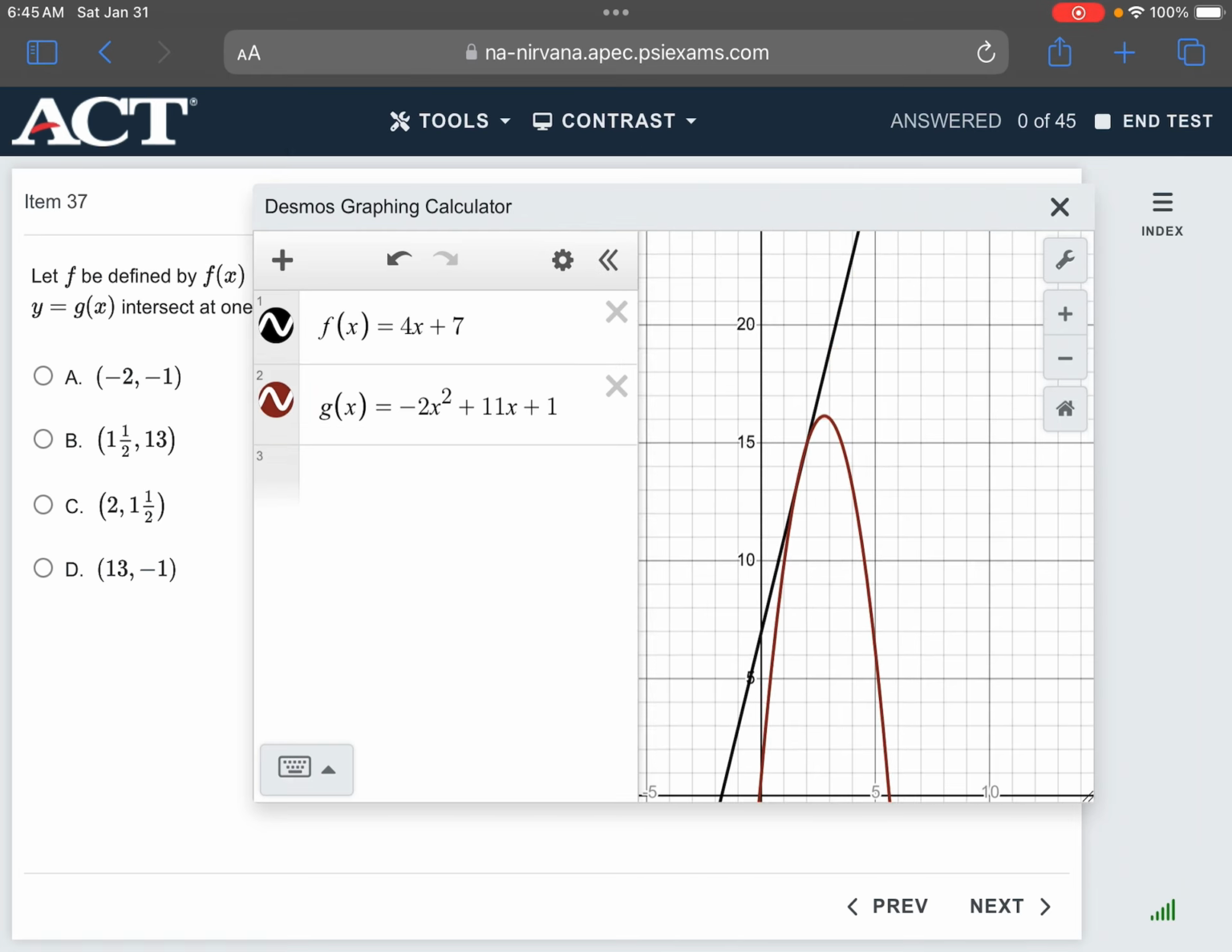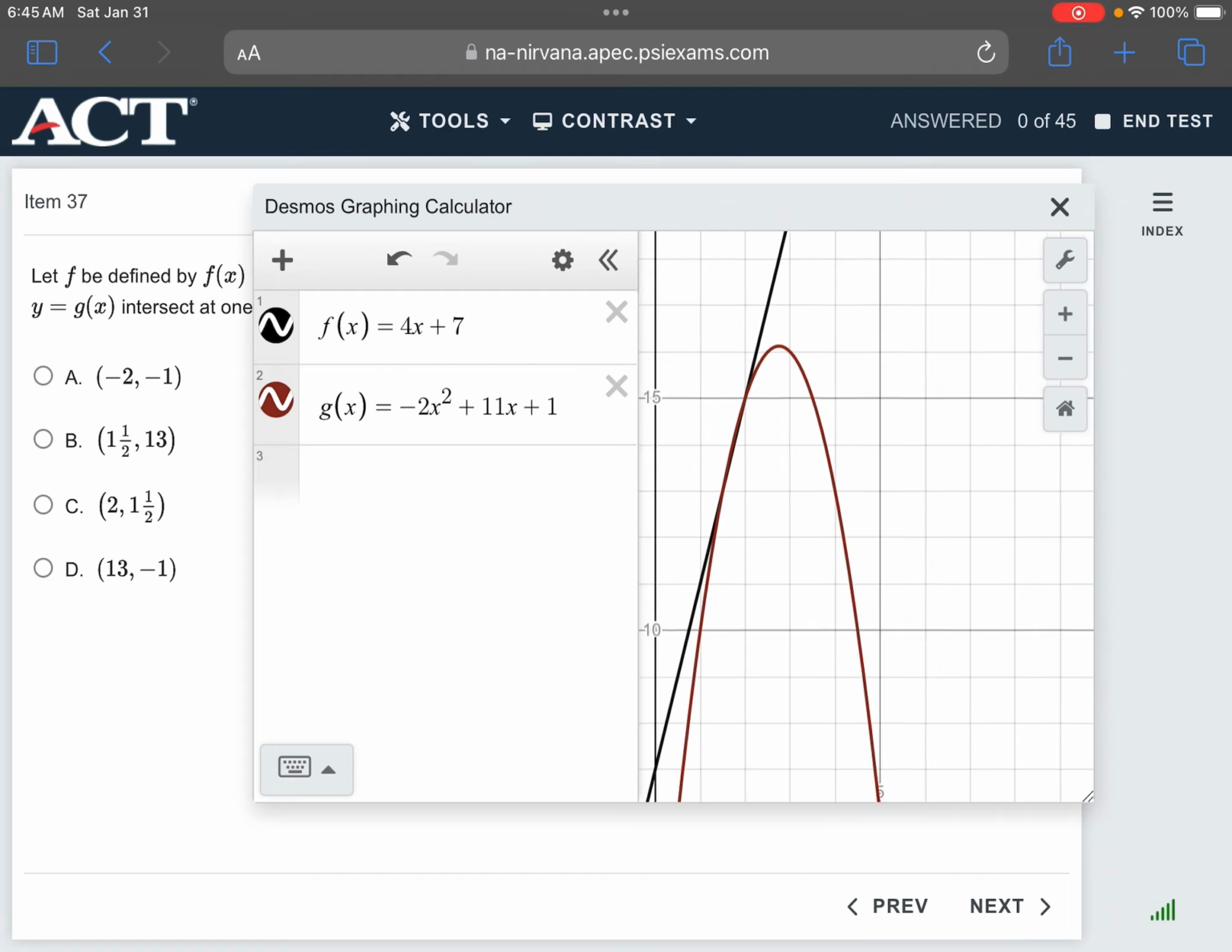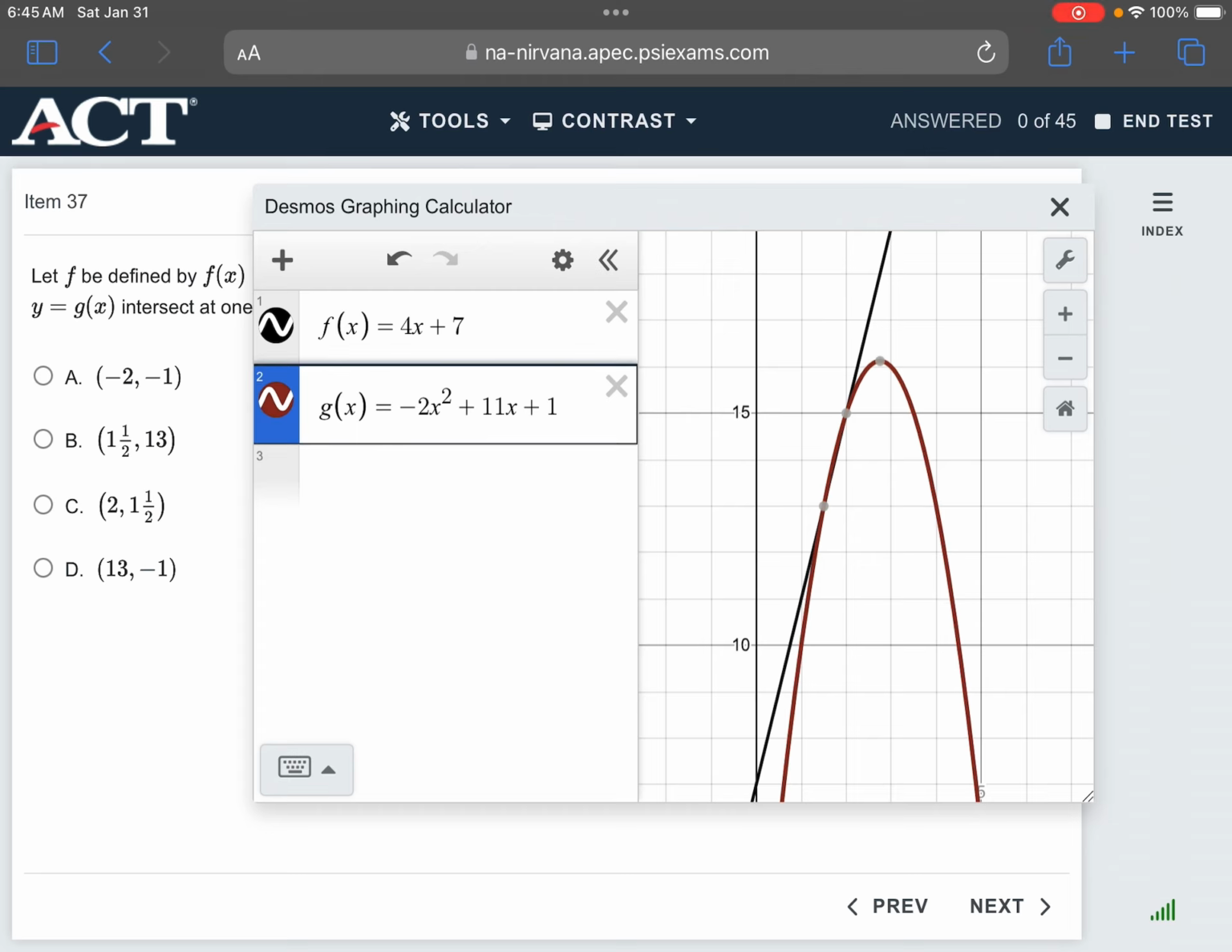Let's just look. Okay, so I can see they intersect somewhere along there. We can zoom in with Desmos a little bit, try to figure it out. Or if we just click, Desmos will automatically know that we're looking for where they intersect. So they do intersect twice at two different locations. However, the ACT question only asks us to provide one of them. So the first one I see is 2 and 15. I like that a little bit better because the numbers are positive, they're not fractions.